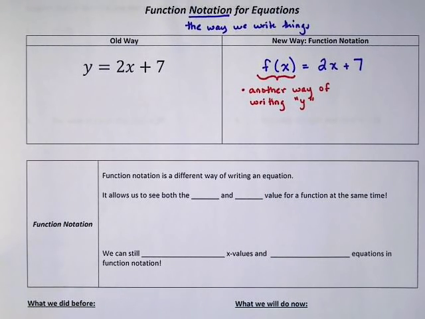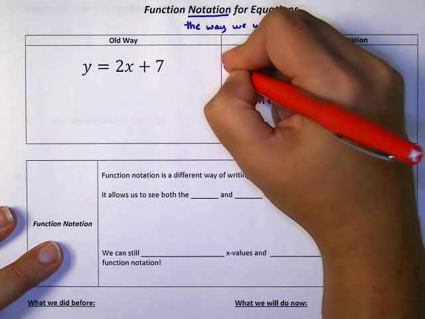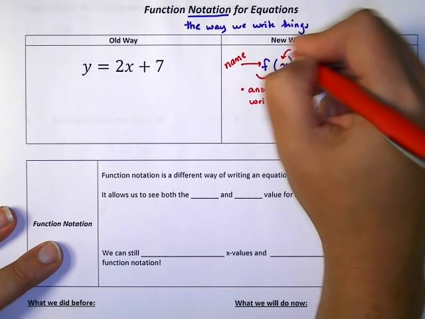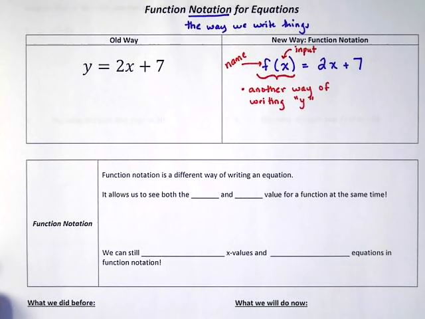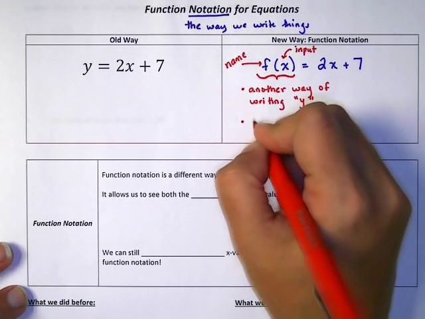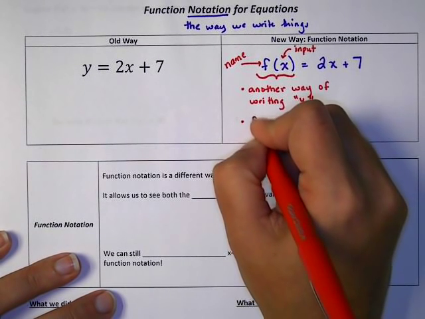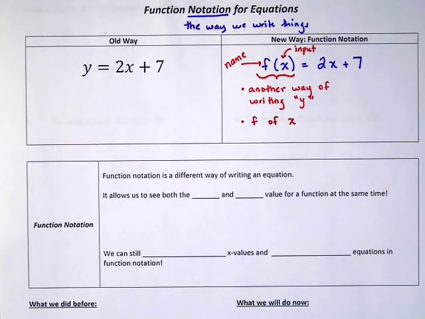In this notation, the f is the name of the function, and the x is the input of the function. When we say this out loud, we don't say f parentheses x, we say f of x when we read that out loud.